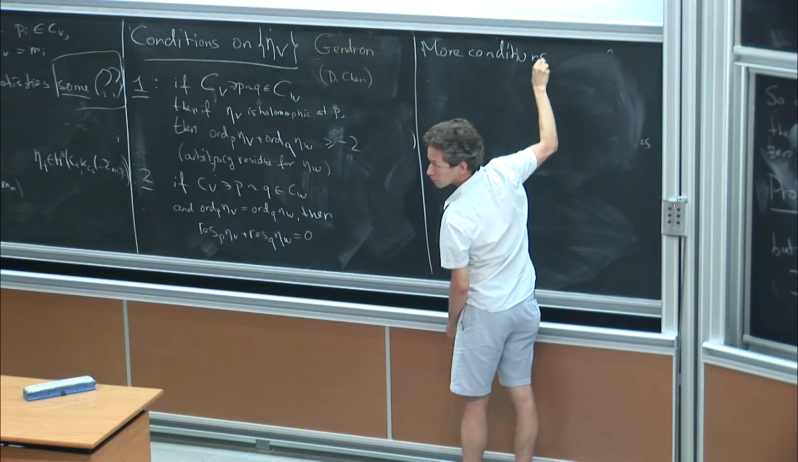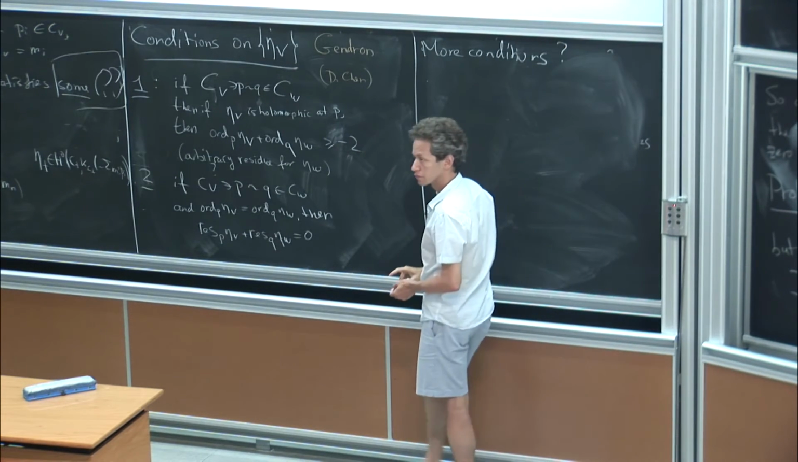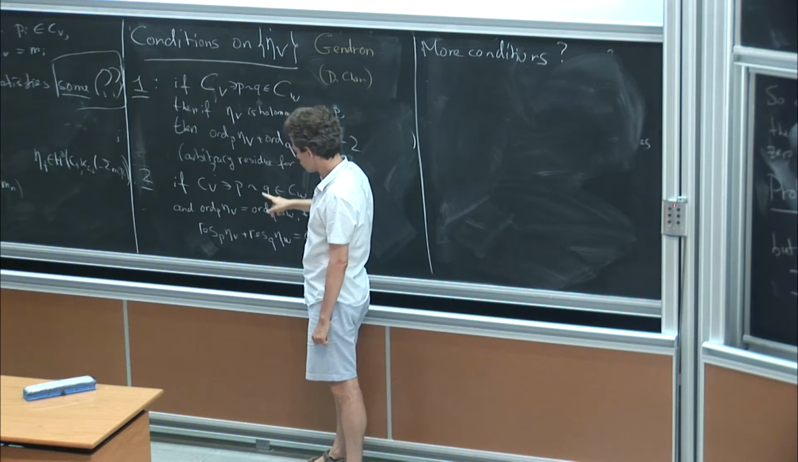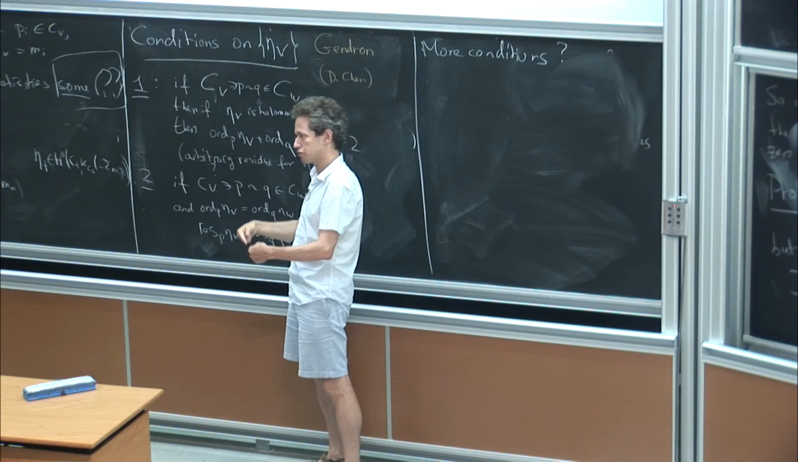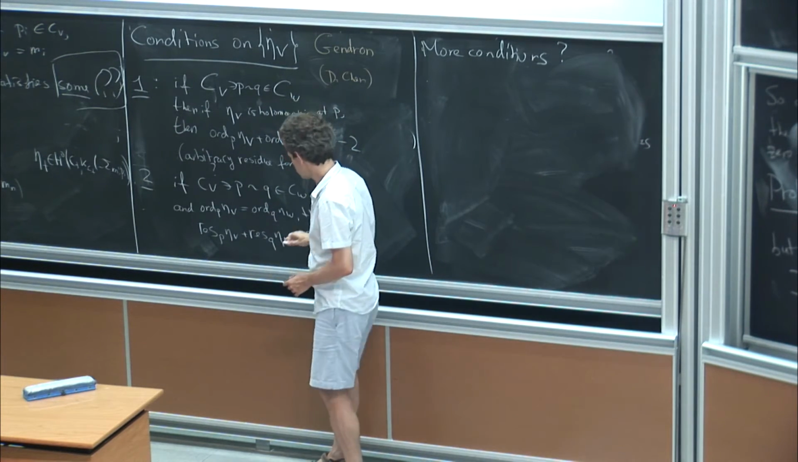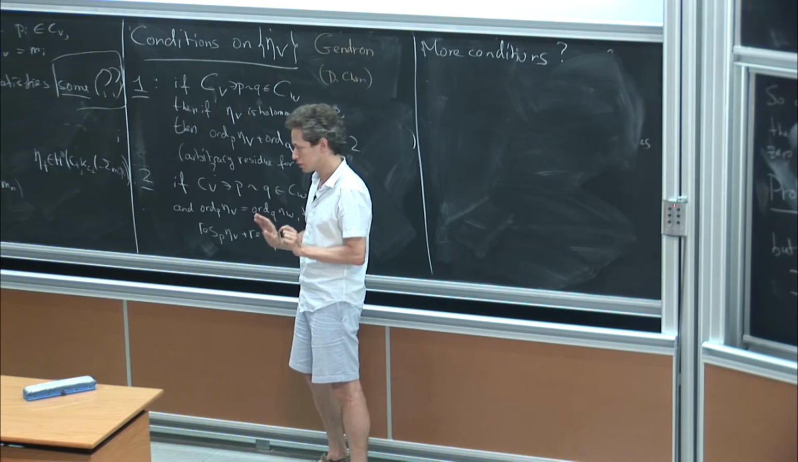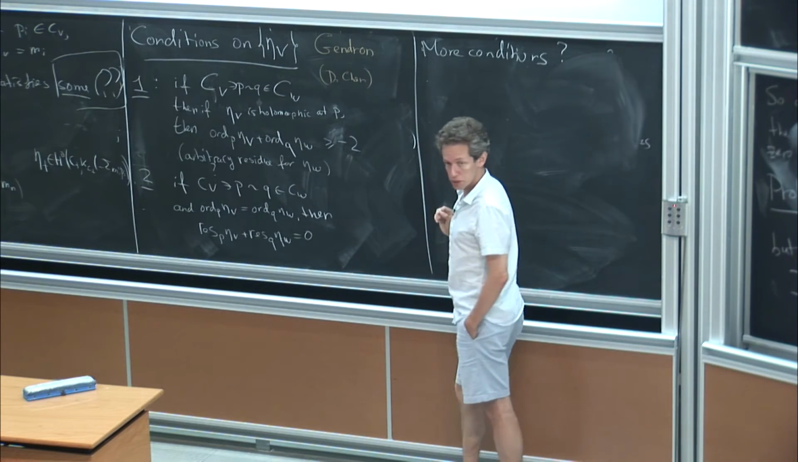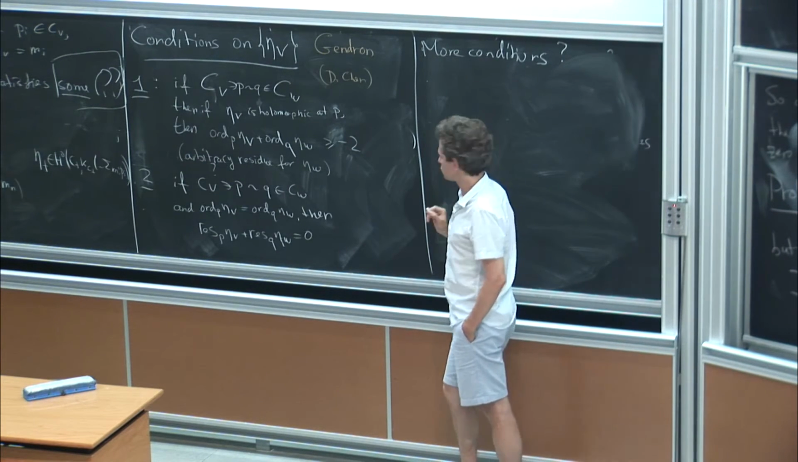If it's not holomorphic, if they're both poles, the only possibility is that they are both simple poles, and then they have to be orthopoles. Sorry, simple poles with the same residues. So let me explain why more conditions are needed.